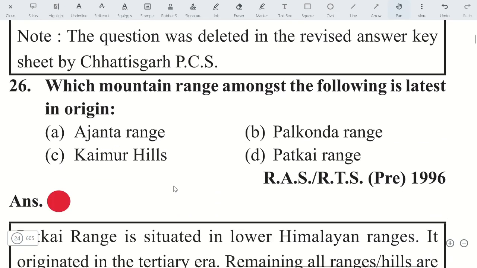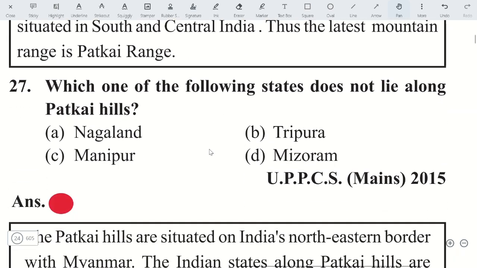Which mountain range amongst the following is latest in origin? Actually, it is the Patkai range. It comes under the Himalayan range, so it is the latest one. Palkonda, Ajanta range, Kaimur range, these are part of peninsular India. Let's move on to the next question.